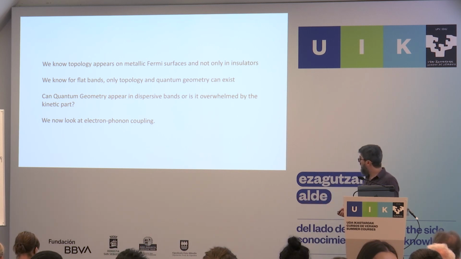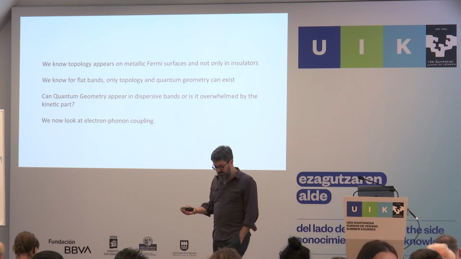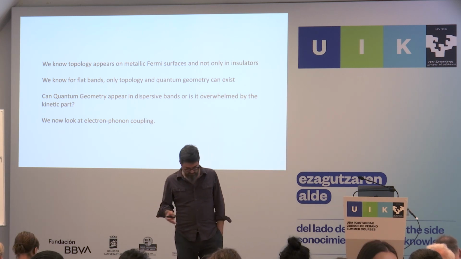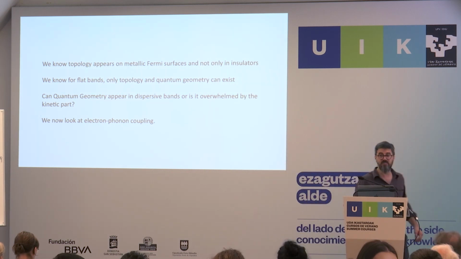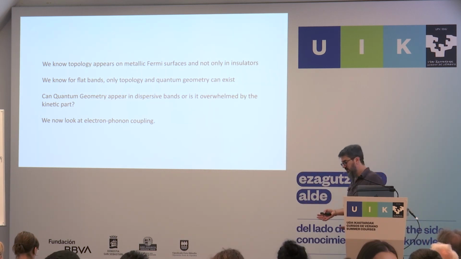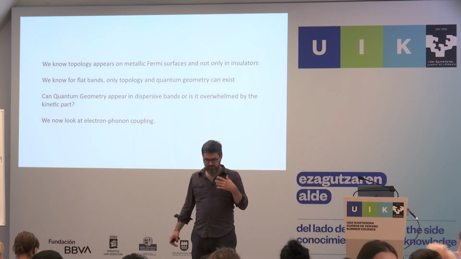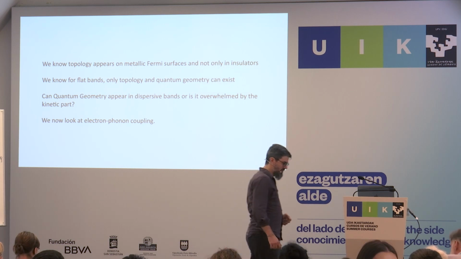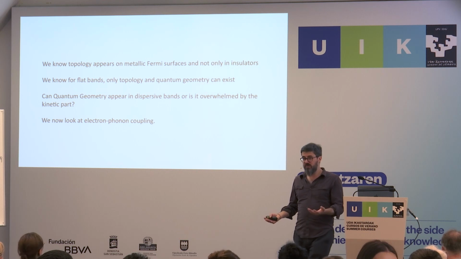The reason I want to point this out is that we usually think of quantum geometry as only important in flat bands, and whenever you have kinetic effects, these basically overwhelm the quantum geometry. That can be true in some cases. But if my Fermi surface has topology itself, the quantum geometry can be quite high.